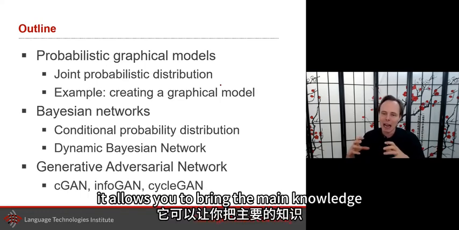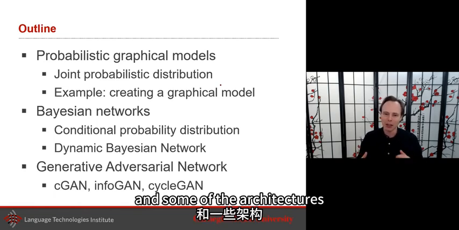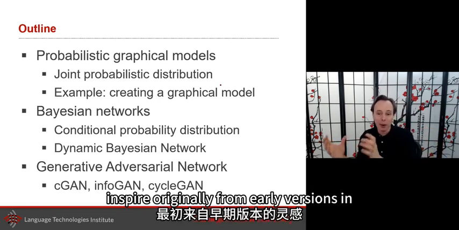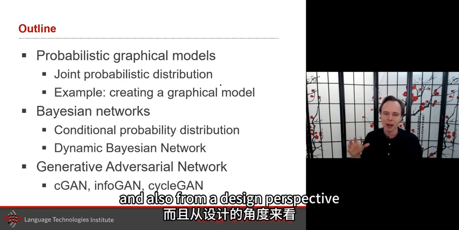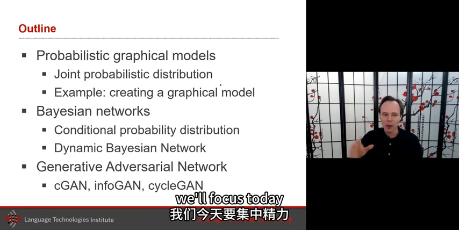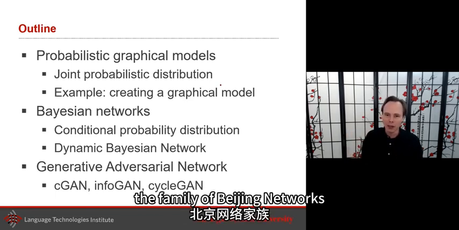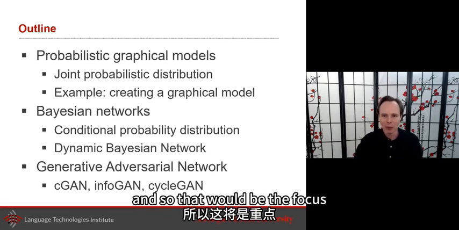The main thing is that it allows you to bring domain knowledge into your architectures. And some of the architectures or some of the things we see in neural architecture were in fact inspired originally from early versions in probabilistic graphical models. So I want to take a moment to really understand this, both from a probabilistic perspective and also from a design perspective. We'll focus today on one type of probabilistic graphical model, the family of Bayesian networks and dynamic Bayesian networks. And so that will be the focus.